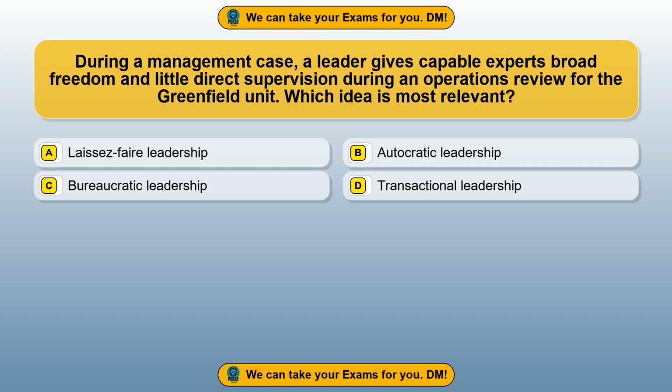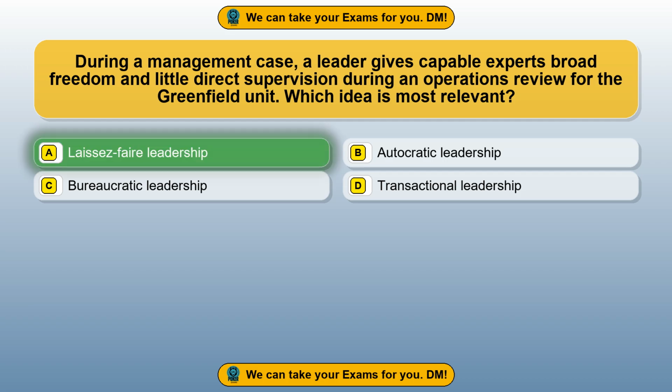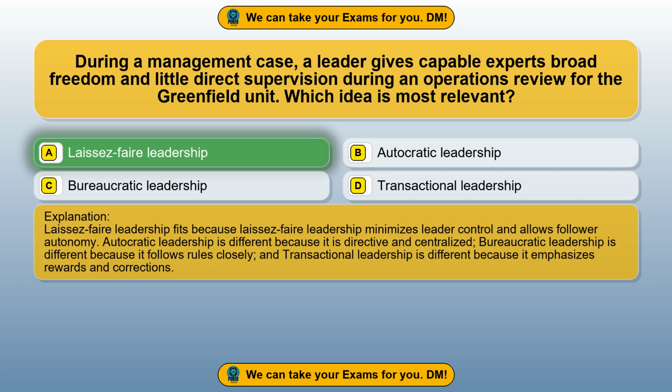Option A, laissez-faire leadership. Option B, autocratic leadership. Option C, bureaucratic leadership. Option D, transactional leadership. The correct answer is option A, laissez-faire leadership. Laissez-faire leadership fits because laissez-faire leadership minimizes leader control and allows follower autonomy. Autocratic leadership is different because it is directive and centralized. Bureaucratic leadership is different because it follows rules closely, and transactional leadership is different because it emphasizes rewards and corrections.